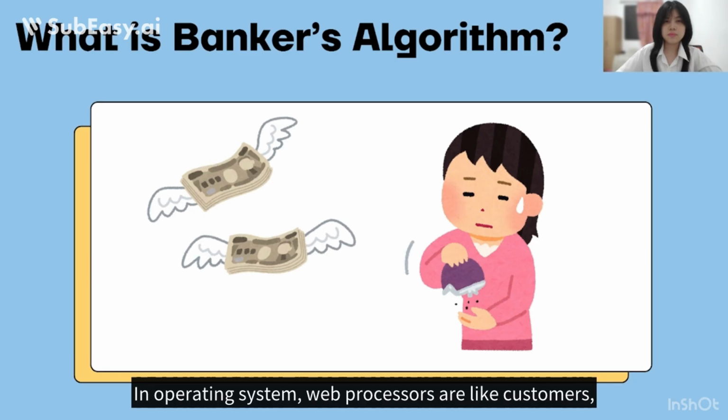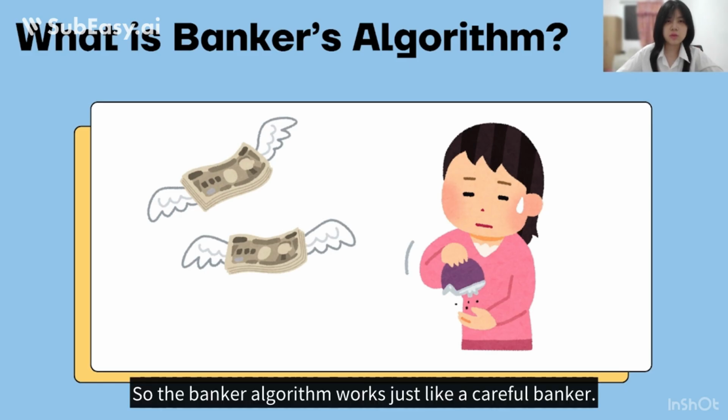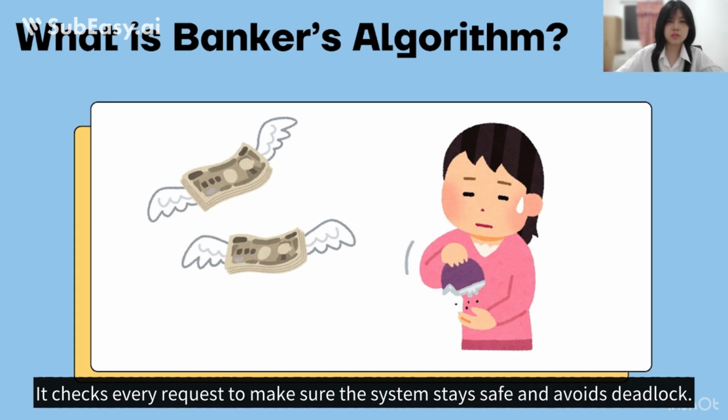In operating systems, processes are like customers, stuck waiting for each other forever. So the banker's algorithm works just like a careful banker. It checks every request to make sure the system stays safe and avoids deadlock.